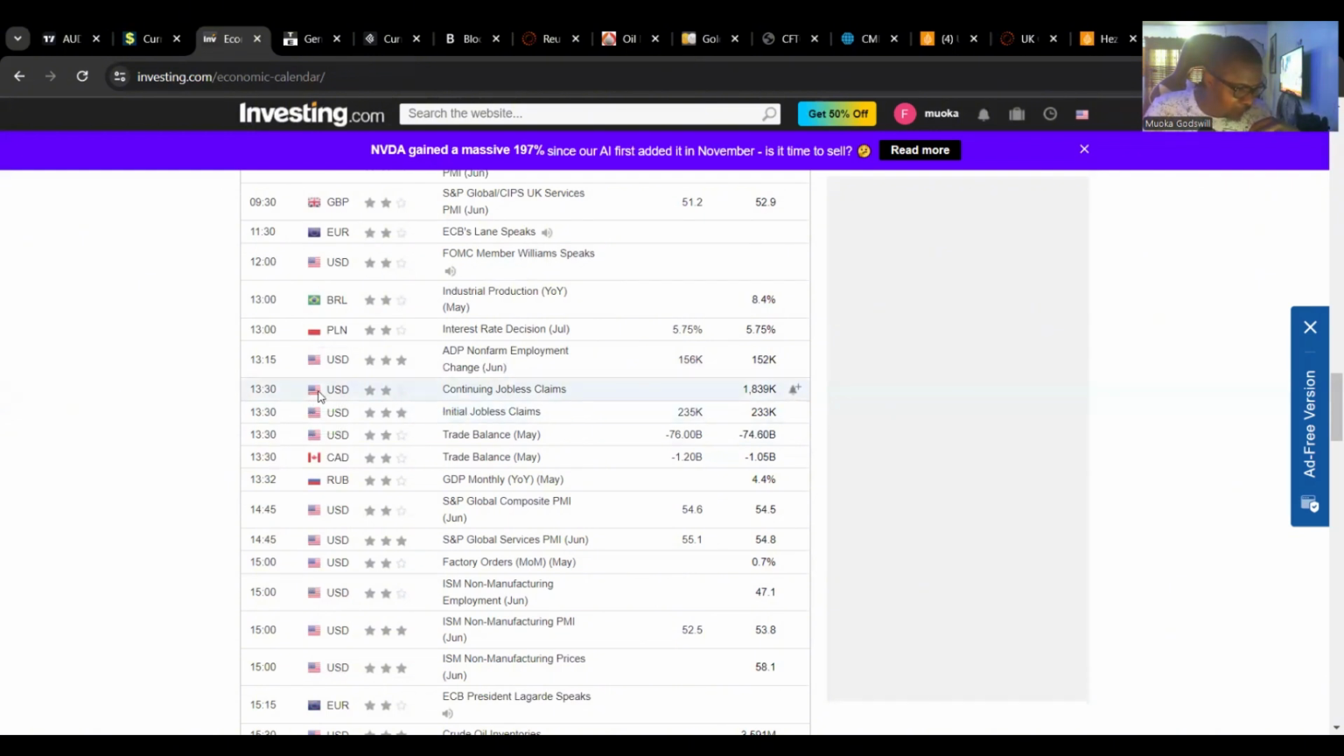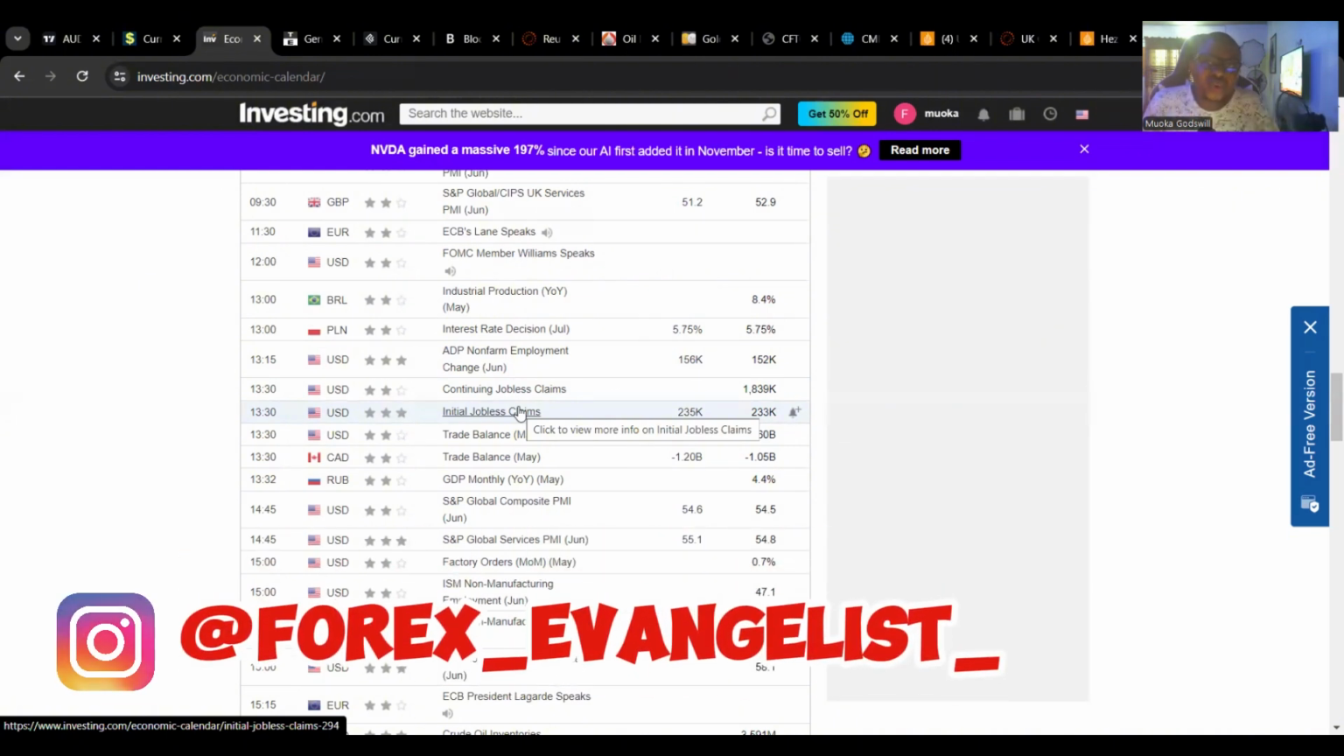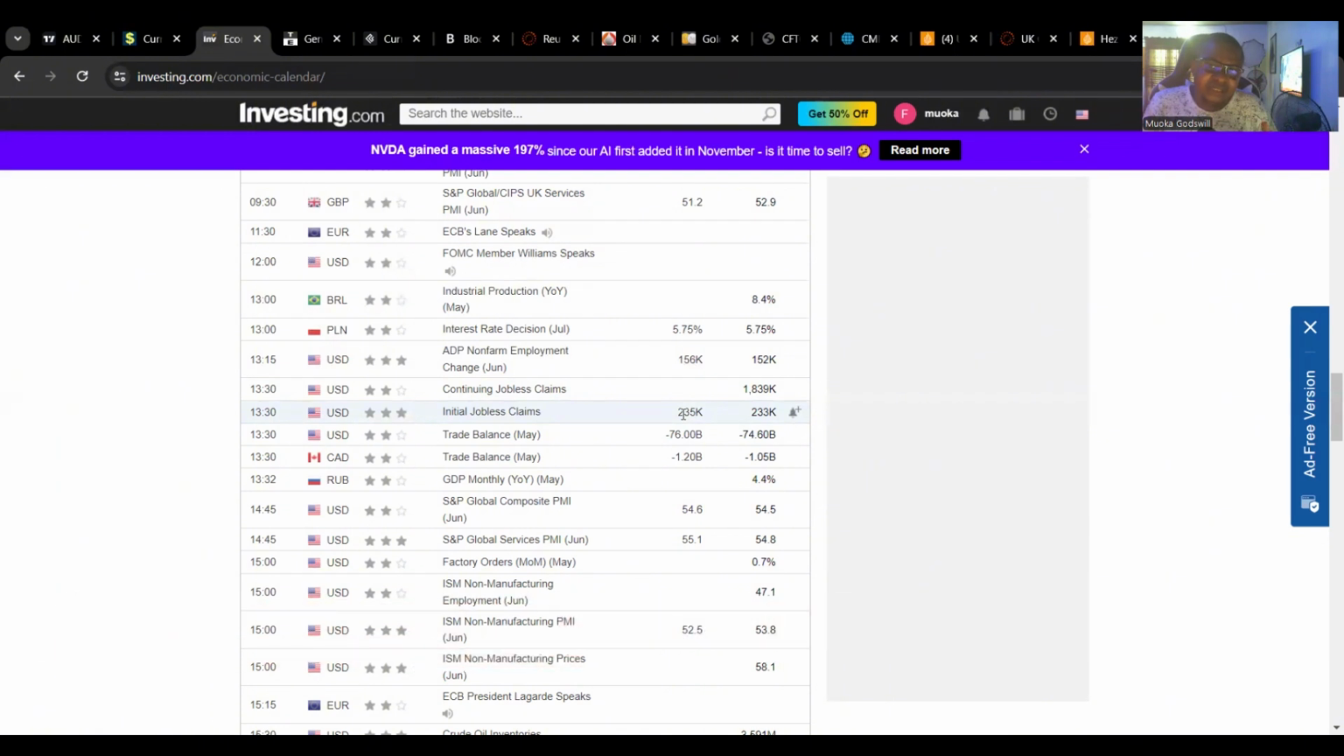So for USD, we have initial jobless claims, right? This is bad for the dollar. It means a lot of people are claiming to be jobless. They are claiming for government benefits, so this is not good. More people are not employed. Previous was 233K and it's expected to be 235K. This is bad. This is deflationary. So more problems for the United States dollar.